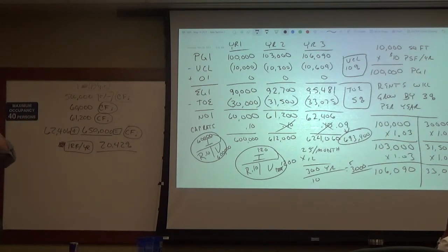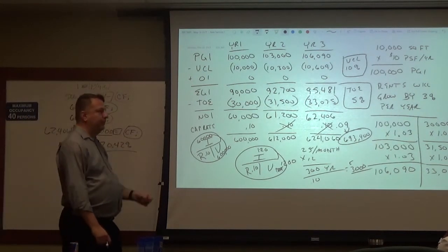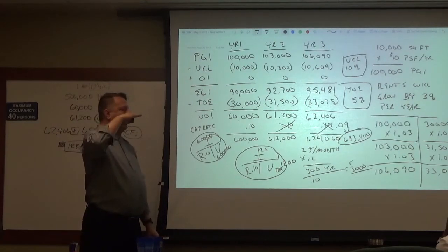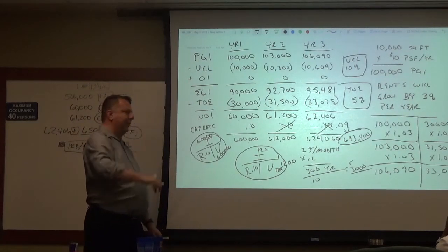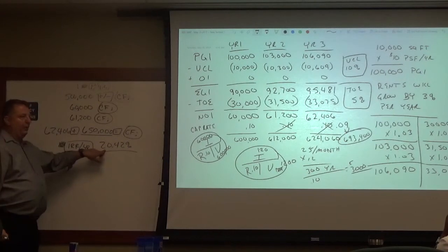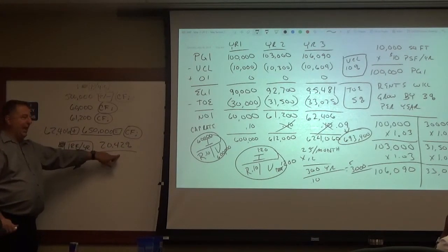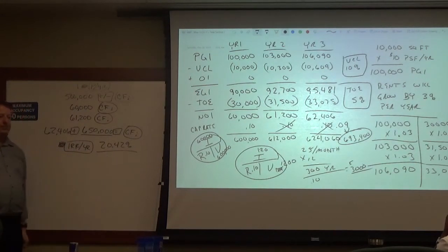Yep. You said at 25 you would? At 25, if your hurdle rate is 25, and it's only generating 20.42, you would not do it. Oh, no. Because it hasn't met your required rate of return, your hurdle rate, as an investor.